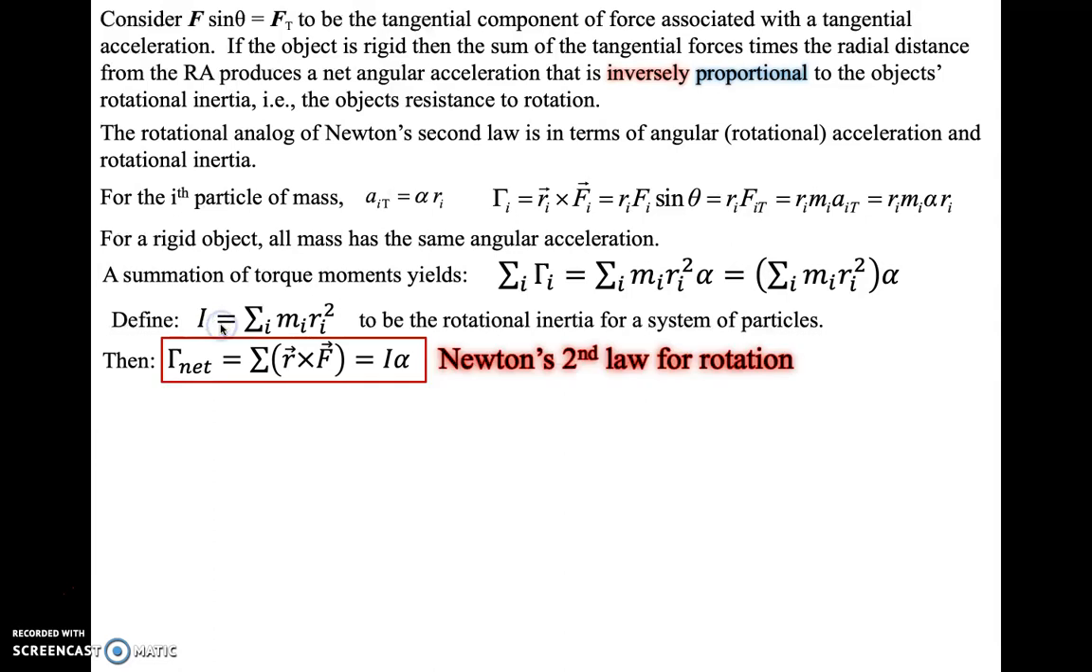So here it is. This is Newton's second law for rotation. The net torque is equal to the sum of all the torques, r crossed F's, and the result is I alpha. The object has an angular acceleration given its resistance to rotation.